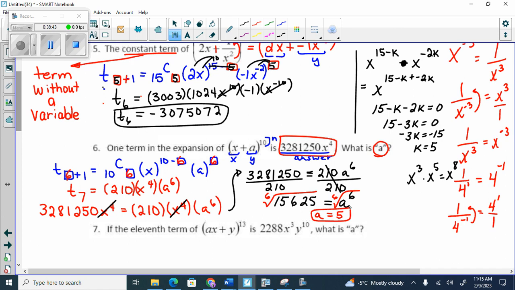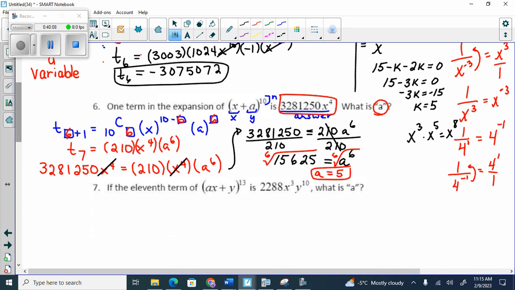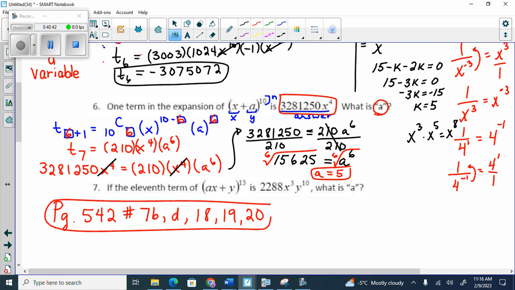Remember how I told you to do 20? You can now do 21. And 22 for that matter. And the written response. That's your homework. It's not long.